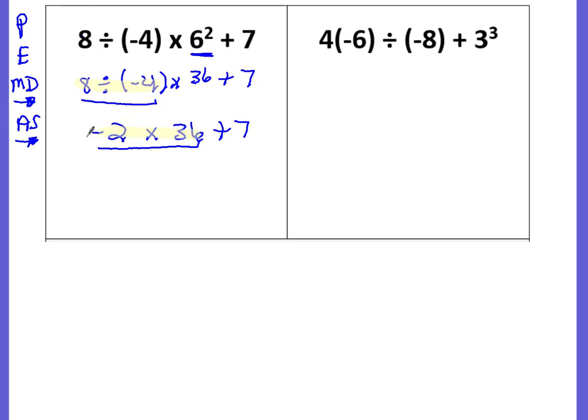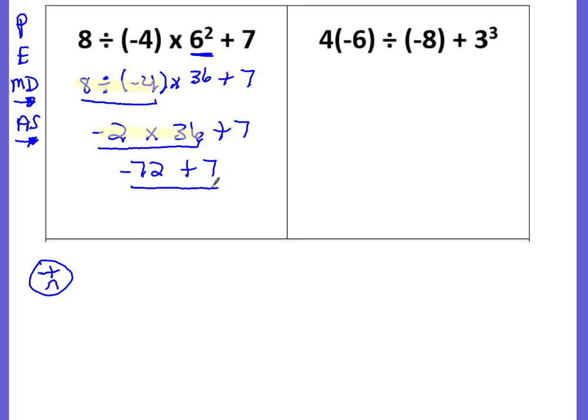-2 times 36. I know 2 times 36 is 72. And it's a negative and a positive. You use your little trick. If you have a negative and a positive for the eyes, is he going to be happy? No, he's going to be in a negative mood, right? So it's a -72. Bring down the +7.